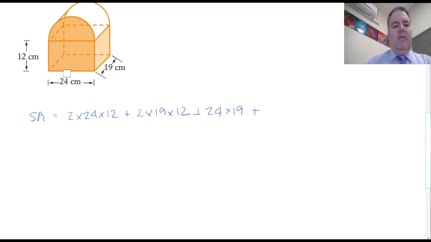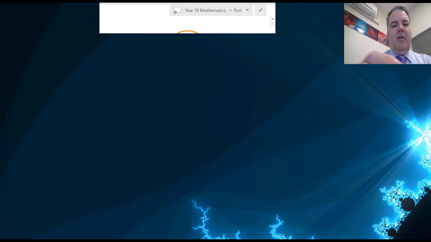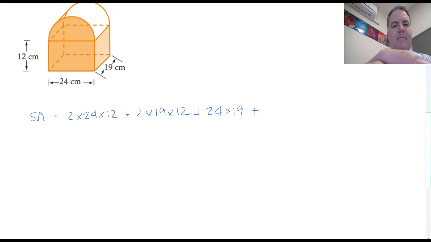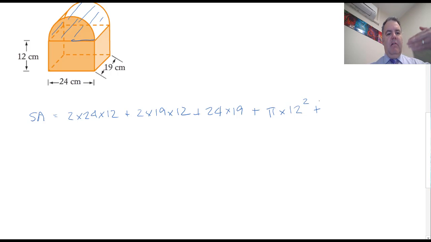Now, the trickier bit is doing the curved part, the curved surface area part. Again, we've got 2 end parts here, which when we add them up together are just going to form one circle. So it's just going to be pi times the radius squared. Now the radius, from there to there, is going to be 12 centimeters. So pi r squared there will give us the area of the front and back semicircles.